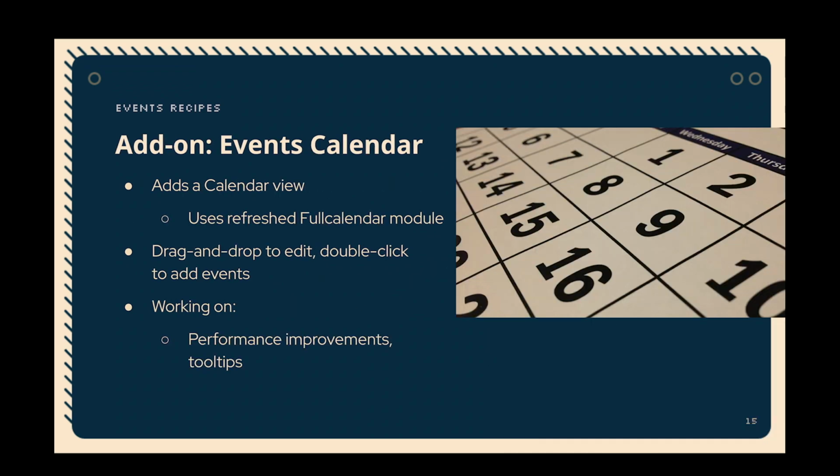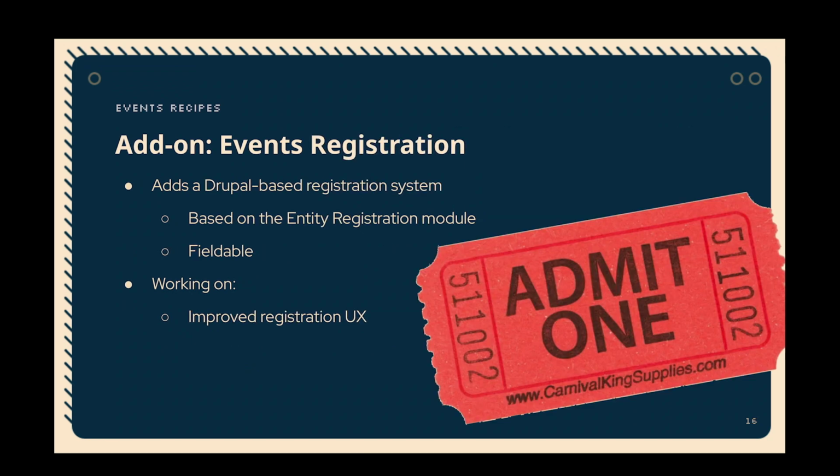Events calendar is that interactive calendar that we saw. It uses a refreshed version of the FullCalendar module that was really popular in Drupal 7 and then fell out of use, using the most recent version of the FullCalendar library. And it's what provides the ability to have drag and drop rescheduling of events. You can also double click on an empty space and create a new event. There's ongoing work in terms of things like performance improvements, so potentially loading data via Ajax, as well as some options around displaying the detailed content as tooltips.